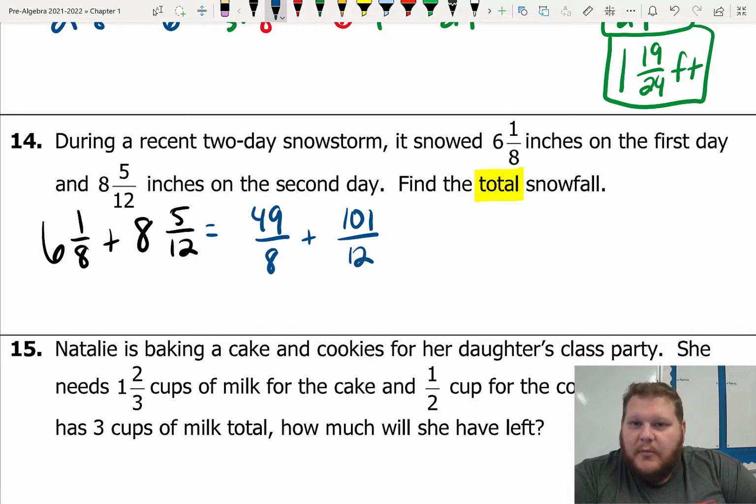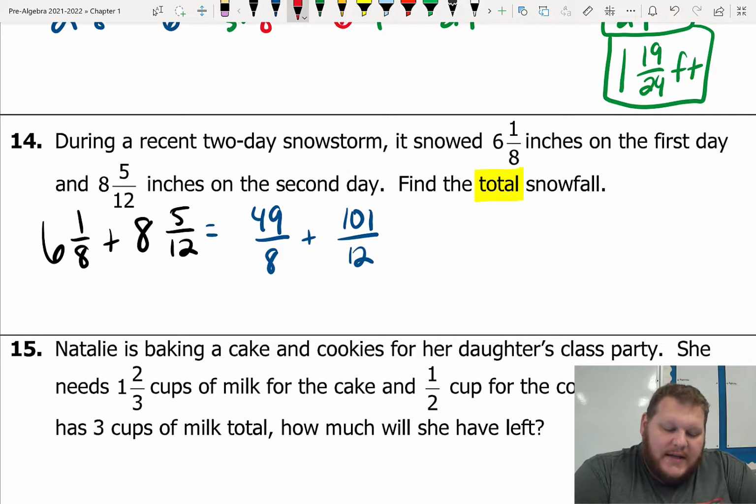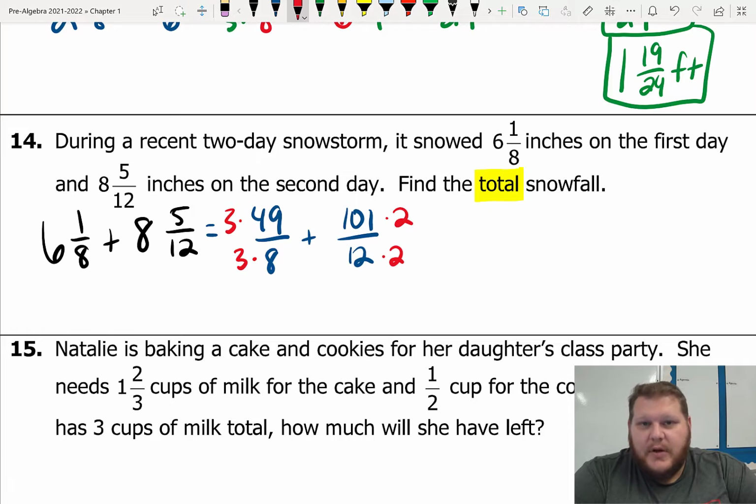So you can either multiply the first fraction by 12 on top and bottom and the second fraction by 8 on top and bottom to make the common denominator. It's a whole lot easier because, once again, both 8 and 12 go into 24. Right? 8 times 3 is 24. 12 times 2 is 24. So I can rewrite my two fractions as 24ths.